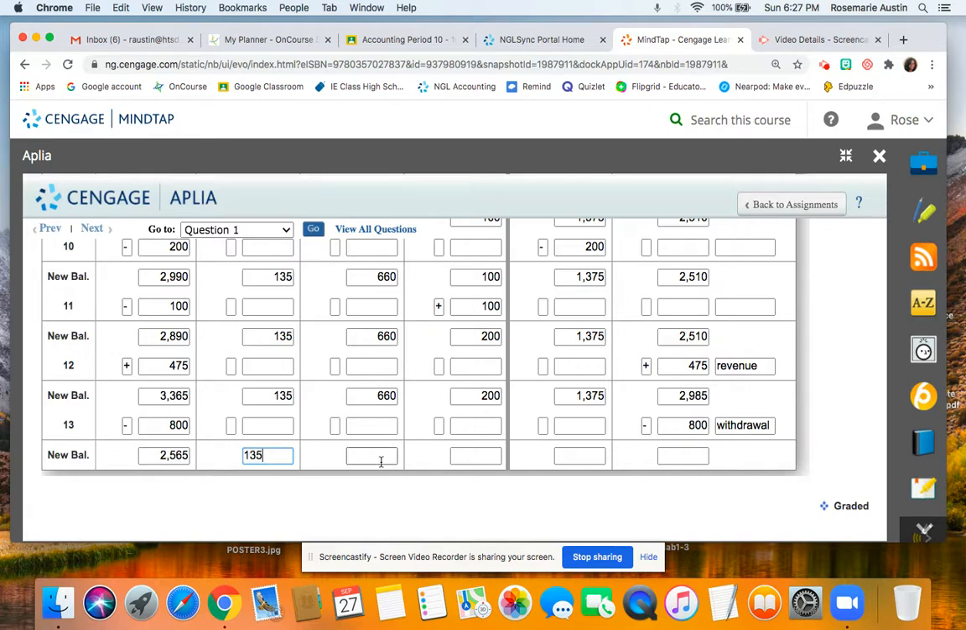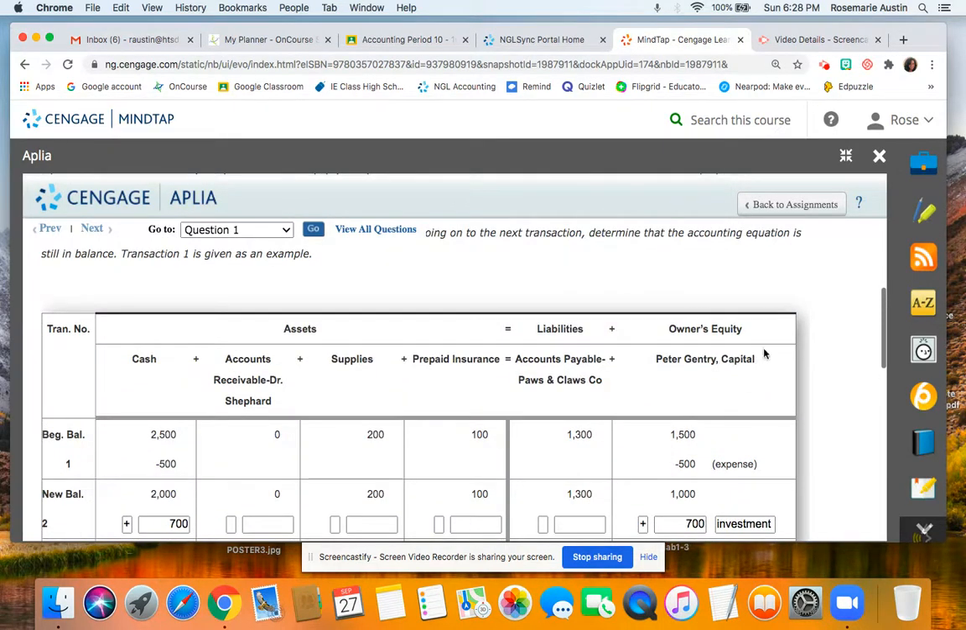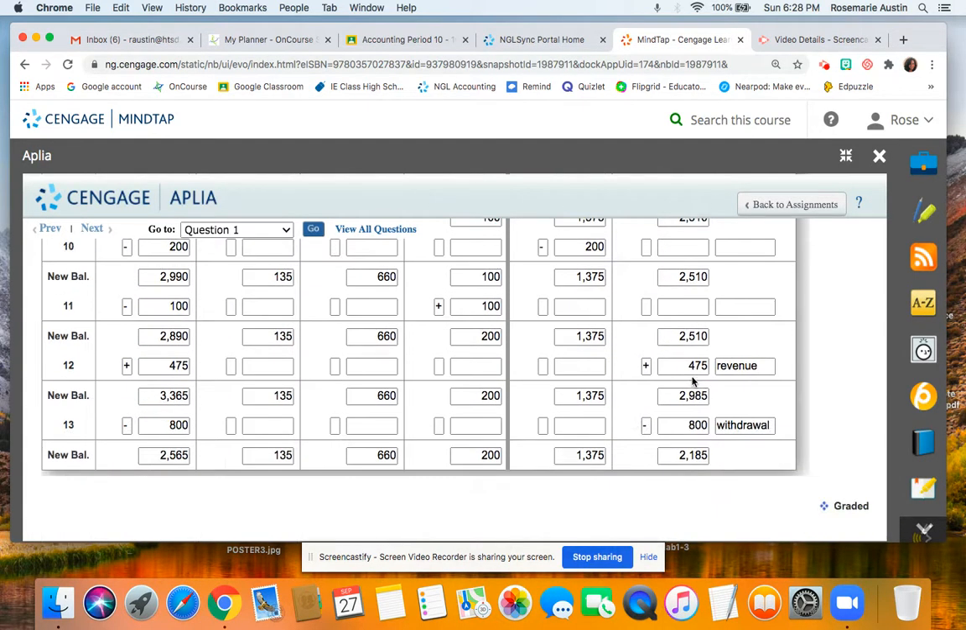Dr. Chpt owes us $135. Our supplies is $660. Our insurance is $200. We still owe $13.75. And our owner's equity has been reduced to $21.85. Okay, so before I go any further, we're going to add this side of the equation first, liabilities and owner's equity, because it's just the two figures there that we have to add. So $21.85 plus $13.75 equals $3,560.